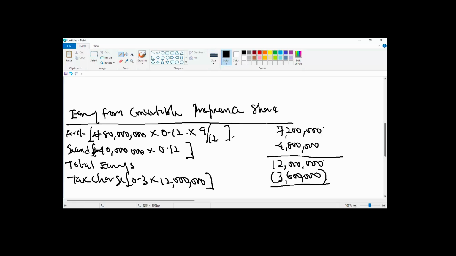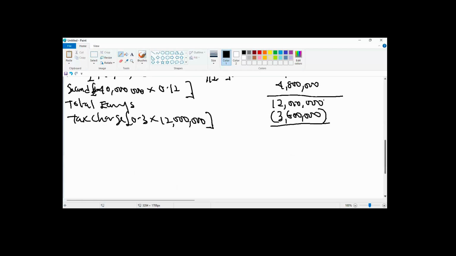So this is the earnings that will come to the organization after tax. So I now have my earnings after tax. $12 million minus 3.6 is 8.4.